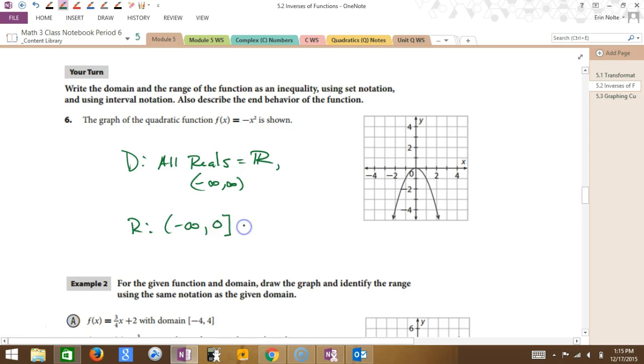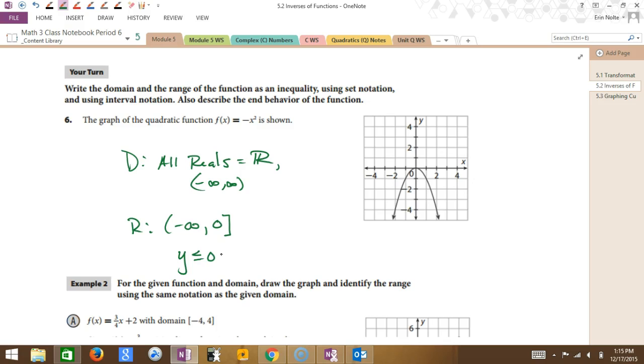Yes. Okay. We could also write this one in inequality notation. We could say that y could be less than or equal to 0. So that's the other way you could write that. Or I guess you could really write that in set notation too, if you felt like it.